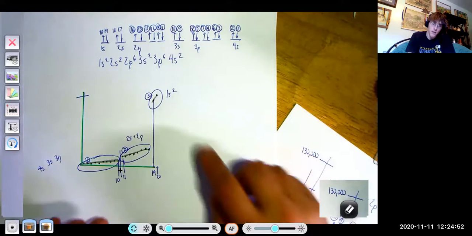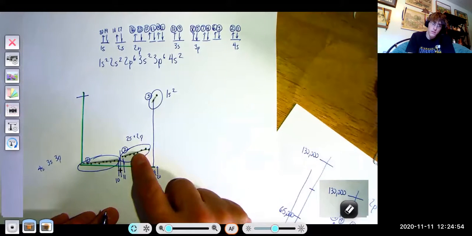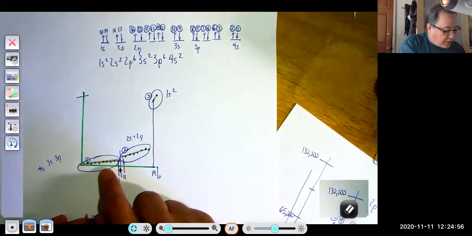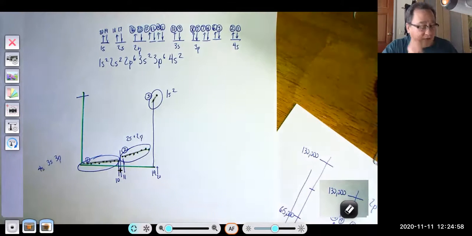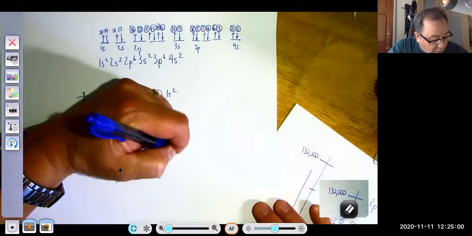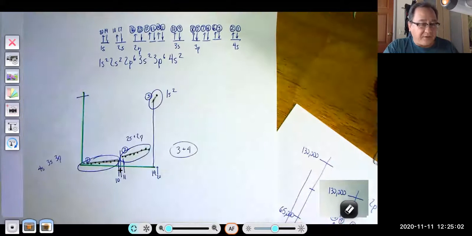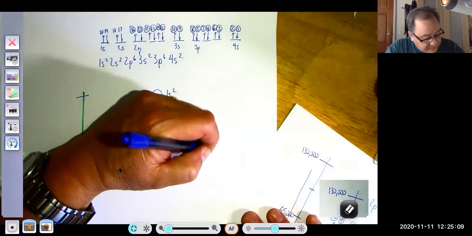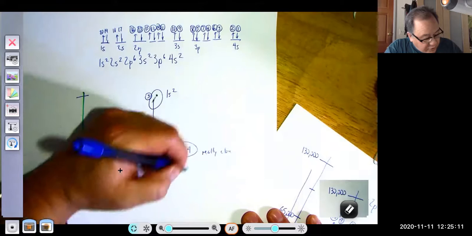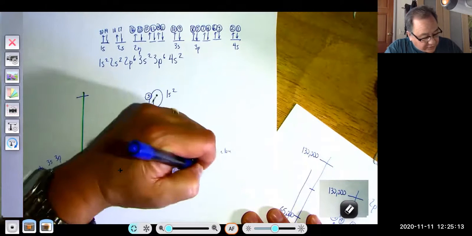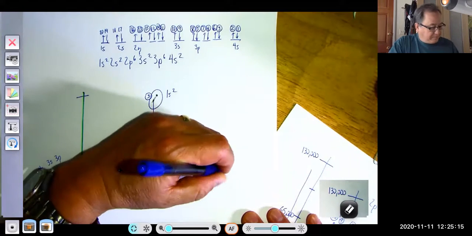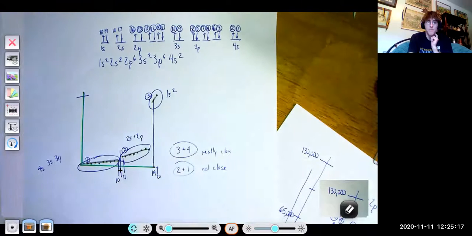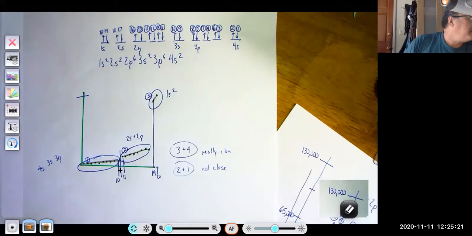Is the 1 closer to the 2, or is the 2 closer to the 3, or is the 3 closer to the 4? To me, it looks like the 3 and 4 are really the same type. Don't they look like the same type? So that means these are really close. But when we look at 2 and 1, they're not close. So are energies closer together for large n or small n? Large n.